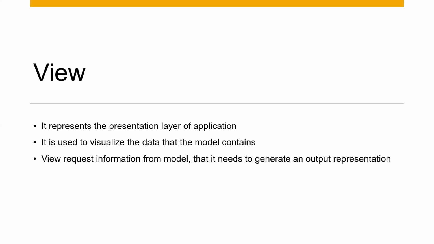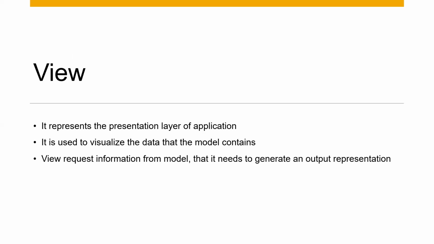The second component is the view. It represents the presentation layer of an application. The view component is used for all kinds of user interface logic of the application. It is used to visualize the data that the model contains. The view requests information from the model that it needs to generate an output representation. For example, the customer view will include all the user interface components, such as drop-downs and text, that the final user interacts with.